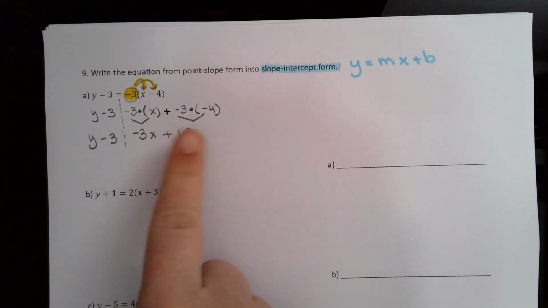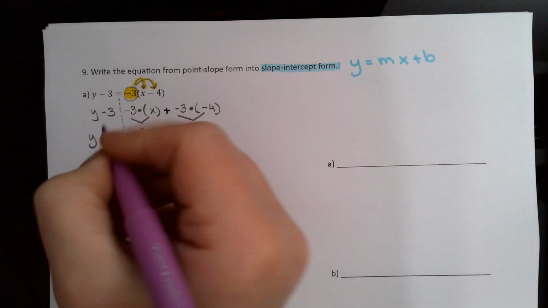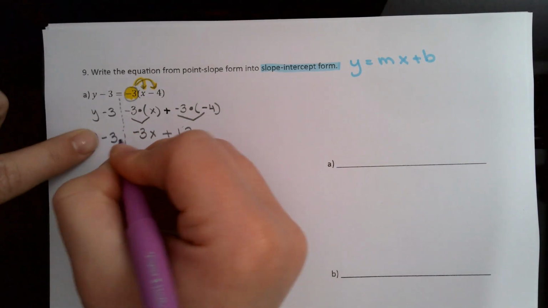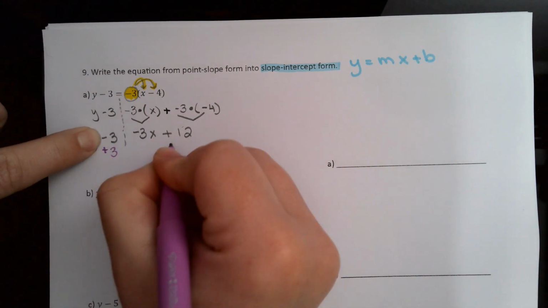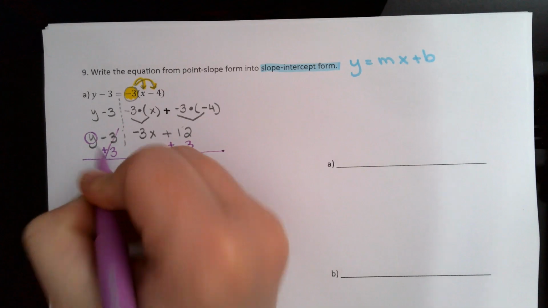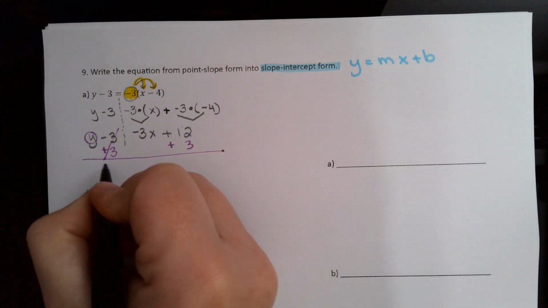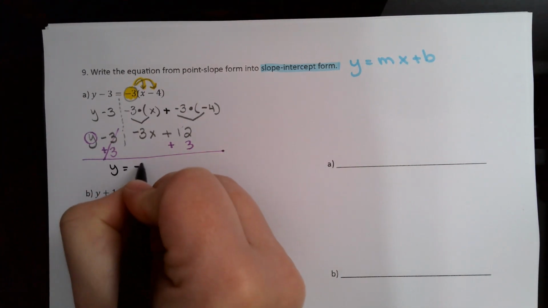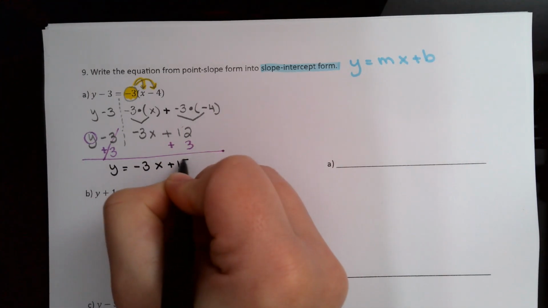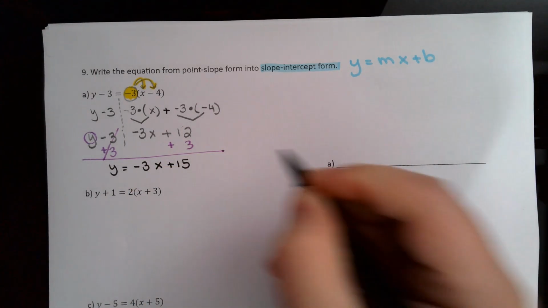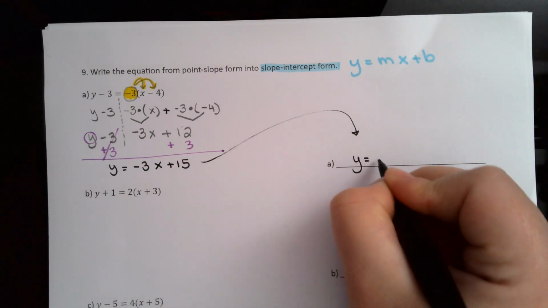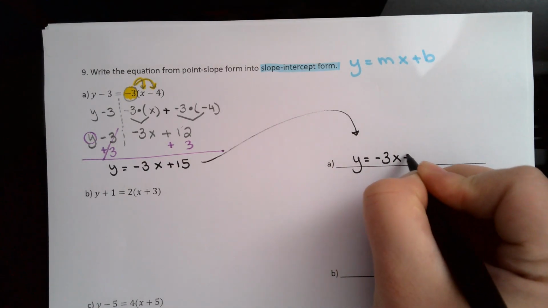Once we have distributed, then you're going to combine like terms. So you're going to solve for y. So I'm going to be removing this 3 by adding 3 to both sides. Remove on one side, add subtract on the other. So y is equal to negative 3x. 12, 13, 14, 15. We're just adding here, counters. And that is your answer that we want. y is equal to negative 3x plus 15.